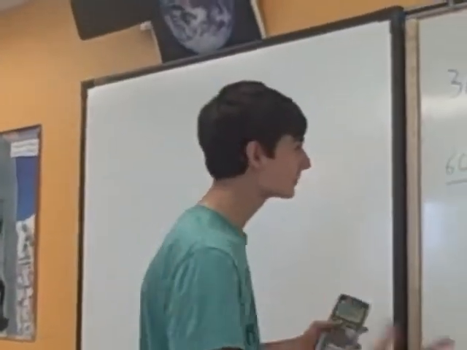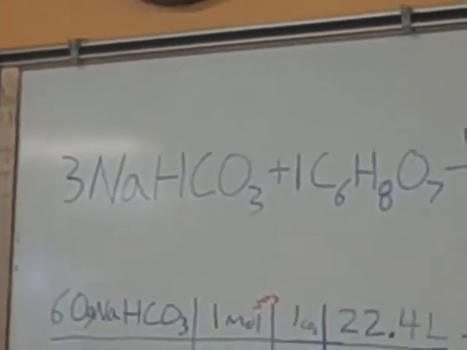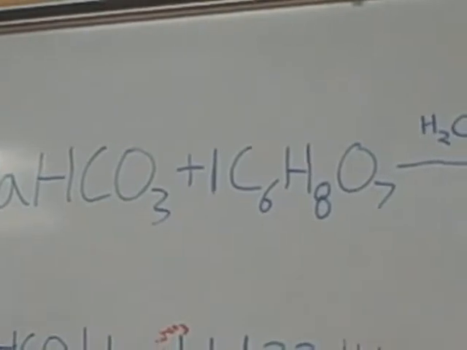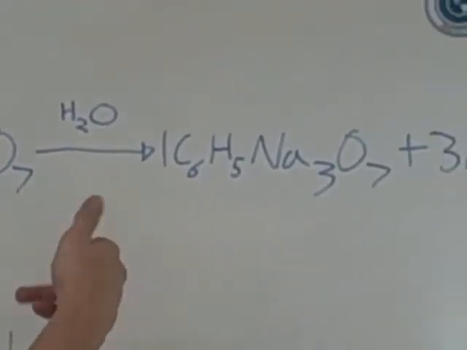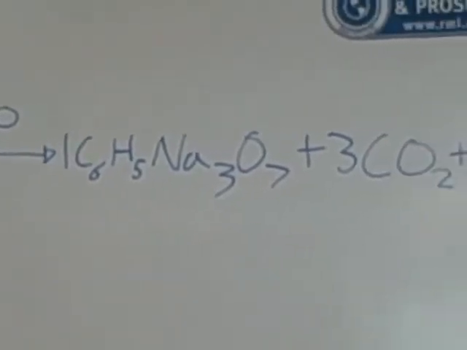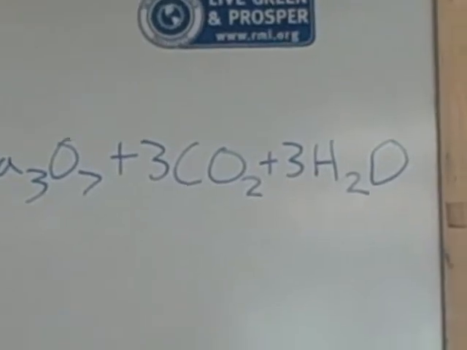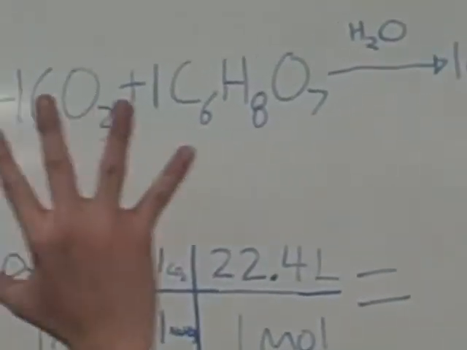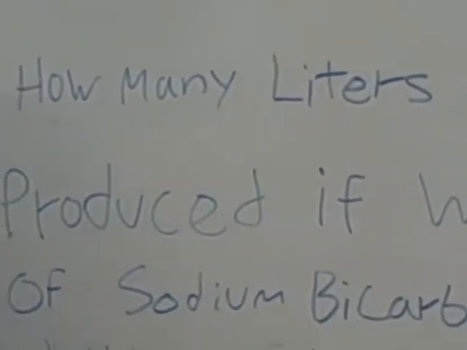As you can see at the top, we have our balanced equation from the experiment: 3NaHCO3 plus 1C6H8O7, and then you're adding H2O there to produce 1C6H5Na3O7 plus 3CO2 plus 3H2O. Now this is completely balanced, so we are right here trying to solve a stoichiometry problem.